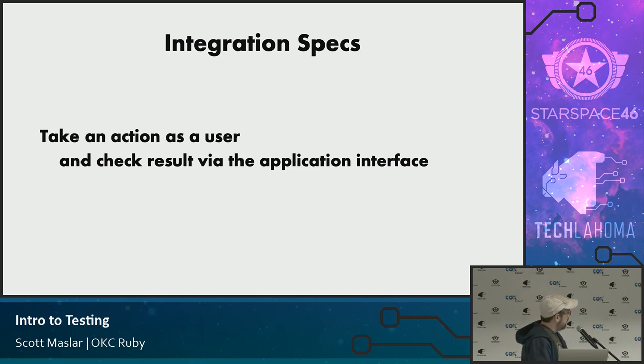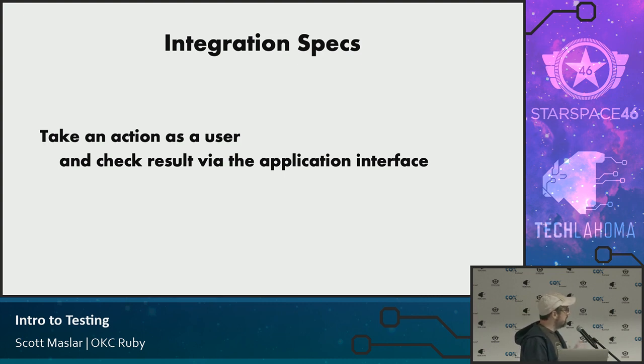And the way that we test this is going to be slightly different than the other two situations. We're going to take an action as a user, and we're going to check the result via the application interface. Right, so this is where it's important. With an integration spec, one of the things that you could do is take some kind of action as a user, and then try to test it by checking the database, right? Which your user can't do. So in these situations, we don't want to take an action that is something the user can't do.